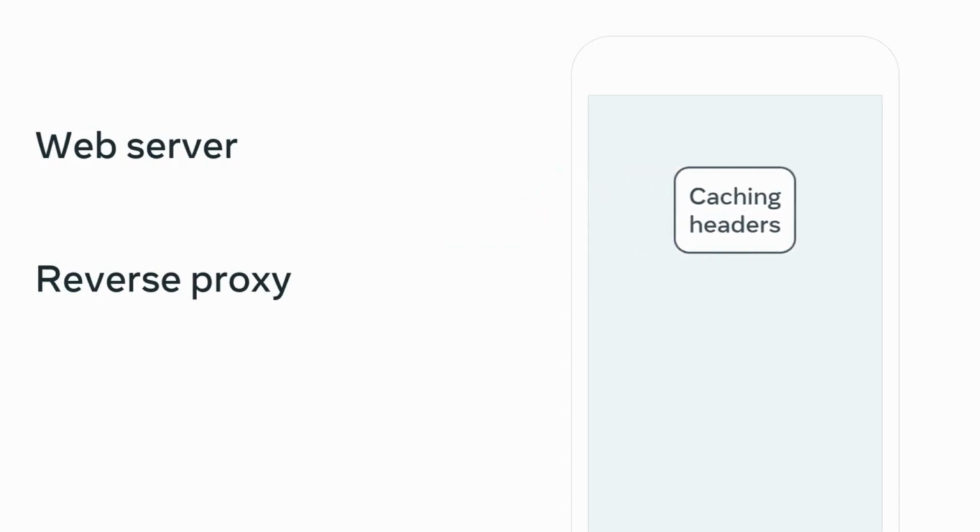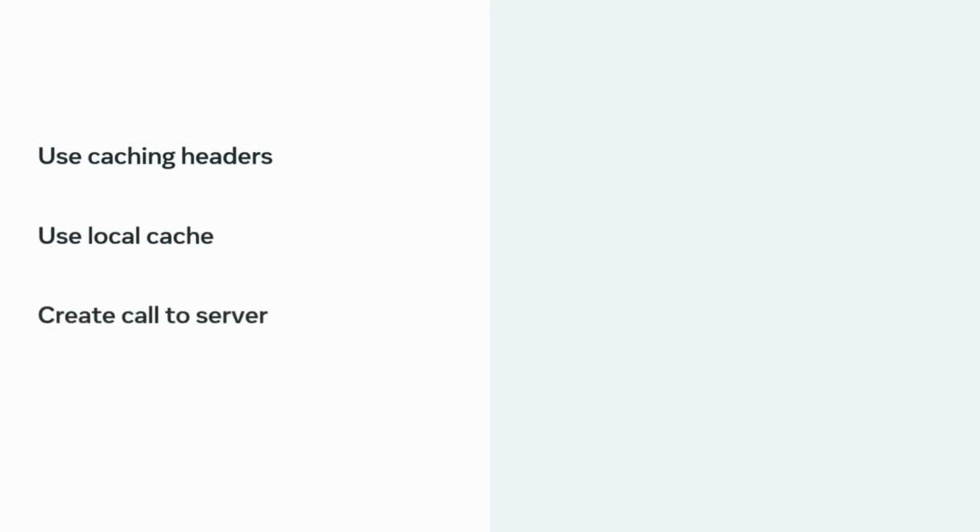Finally, there is client-side caching. Reverse proxies or web servers can send responses with caching headers which tell the client to cache the request for a specific time. During this time, if a request is made, the client browser or application decides whether it will use those caching headers, serve the result from a local cache, or create a call to your server.